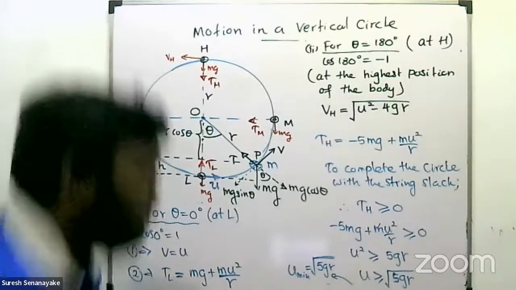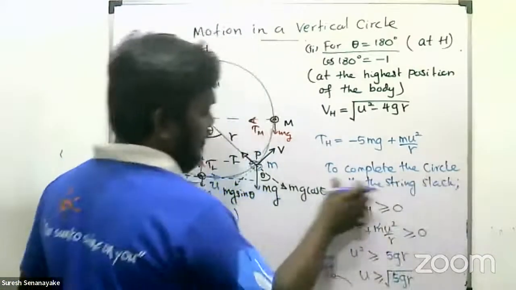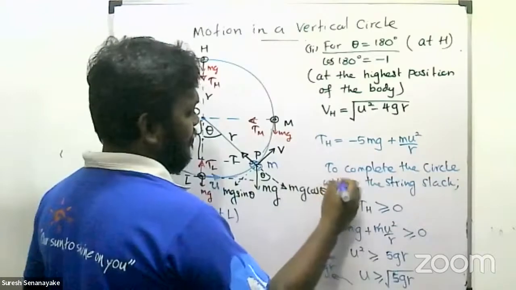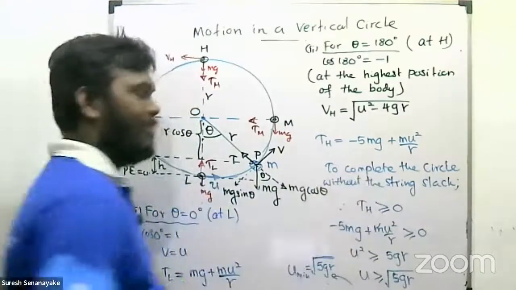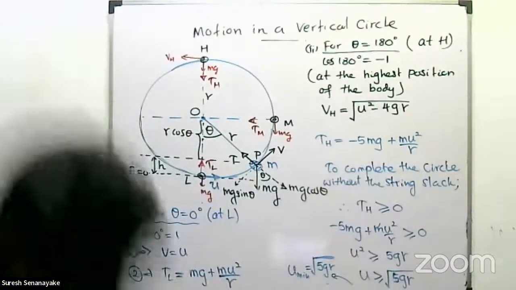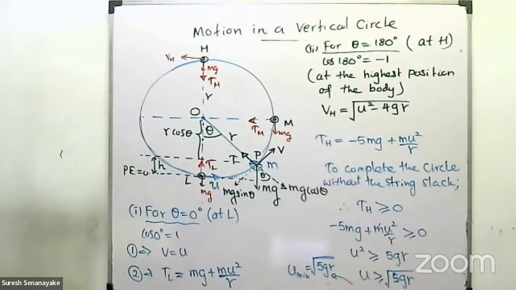Sorry, that's correct. To complete the circle without the string slack. Because if the string is slack, it does not complete the circle. Then there is no force to make the centripetal force, so it will not move in a circle further. It leaves the circle if the string is slack. Clear?